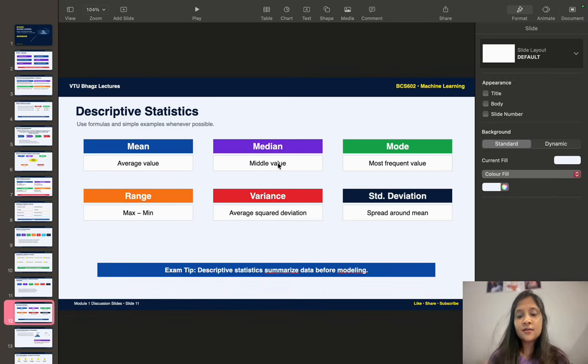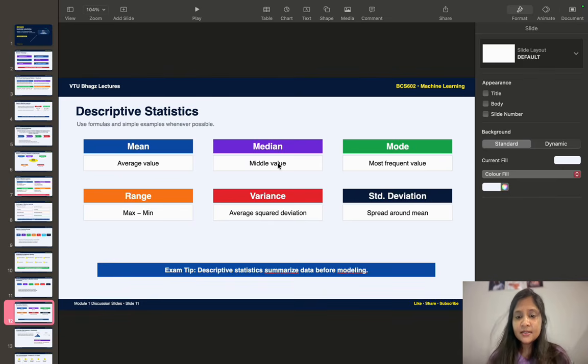In the exam, write the definitions and formulas if possible. Try to remember the formulas, as they can ask you problems. Usually they ask theory, like explain descriptive statistics. So you have to explain mean, median, mode, range, variance, and standard deviation along with the formula and the explanation. You can take one example and calculate the mean, median, mode, range, and variance. It can be asked for 10 marks.